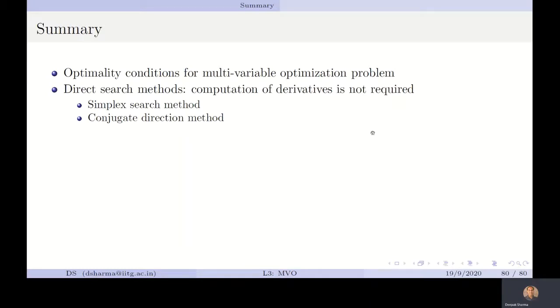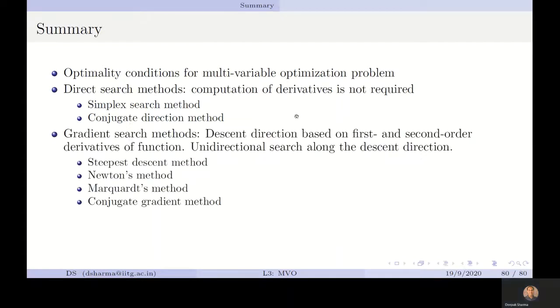Thereafter, we went through two direct search methods: the simplex search method and conjugate direction methods. Both methods are quite famous, and the conjugate direction method is one of the famous methods in the direct search category. Here you have realized that we don't need any derivative. With the help of objective function values, we locate the optimum solution.